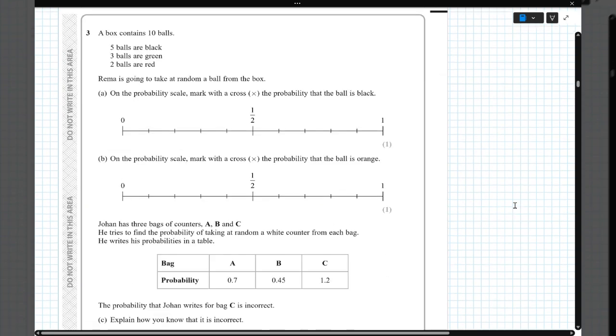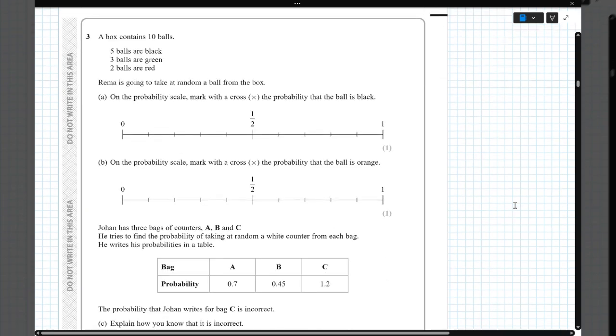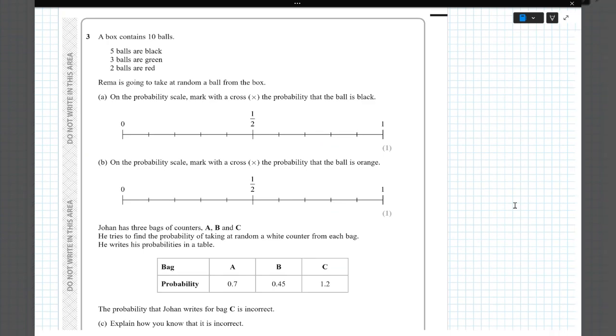Okay. Question 3. A box contains 10 balls. 5 are black, 3 are green, 2 are red. Rima is going to take one at random. On the probability scale, mark with an X the probability the ball is black. So black has a probability of 5 out of 10, which is a half, so it's going to be there. On the probability scale, mark with a cross the probability that the ball is orange. There are no orange balls, so there is no opportunity for it to be orange. So we mark it there.